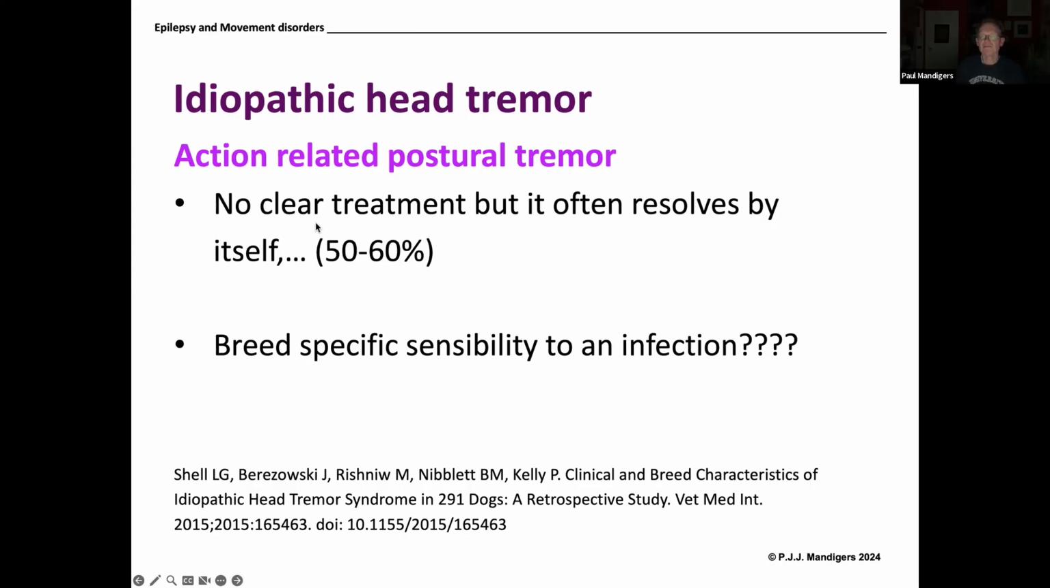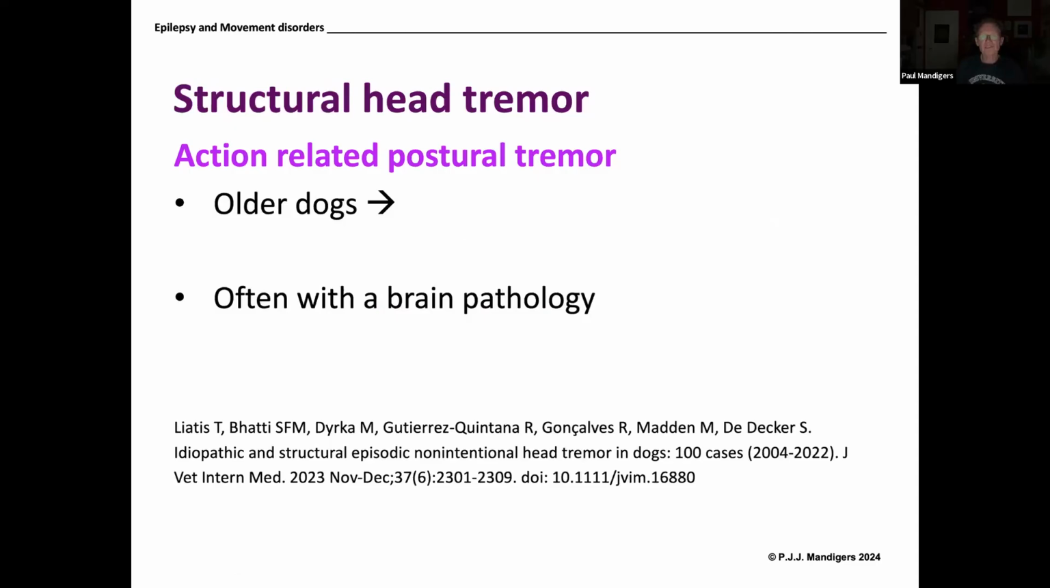But the nice thing for the owner is, let's say that you see a head tremor, you can say that in most cases it resolves by itself. You don't need treatment. And if you would need treatment, then, for instance, let's say that you're prescribing an NSAID, it could be that the NSAID is not doing anything, but the tremor will disappear in 2 to 3 weeks by itself. But it's a tremor with a good prognosis.